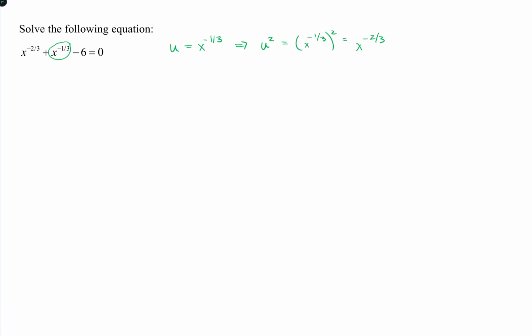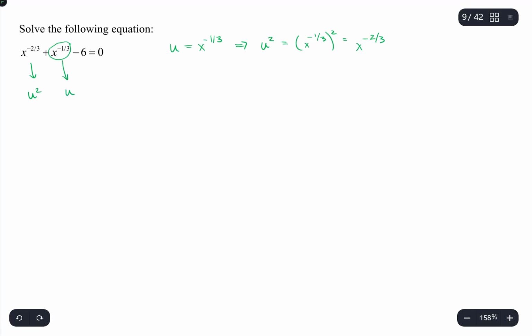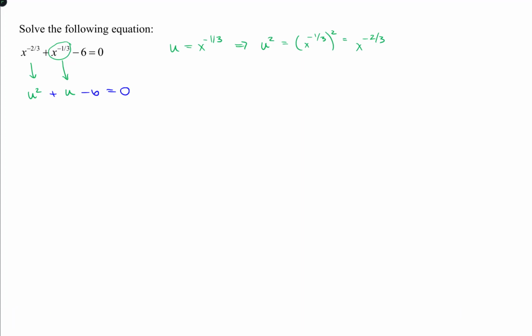What that means is I can replace x to the negative 2/3 with u squared and x to the negative 1/3 with u. So this will become u squared plus u minus 6 equals 0. So now I have a quadratic which I should be able to factor.